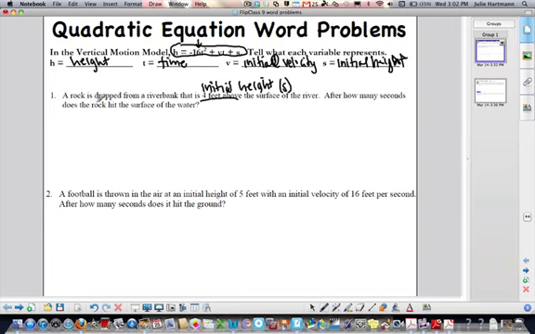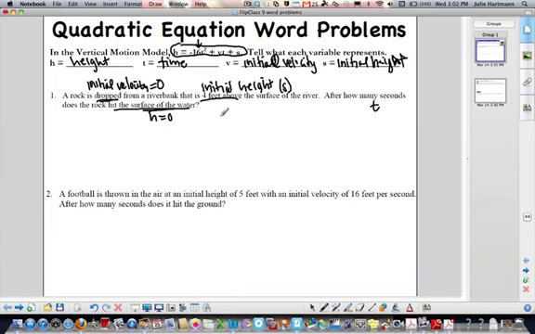Now, it says a rock is dropped. That means there is no initial velocity, or our initial velocity equals 0. Okay, when it is just dropped, you have no initial velocity. Initial height is 4 feet above the surface of water. So after how many seconds, so we're going to solve for t, does the rock hit the surface of the water? The surface of the water, that's when our height equals 0.